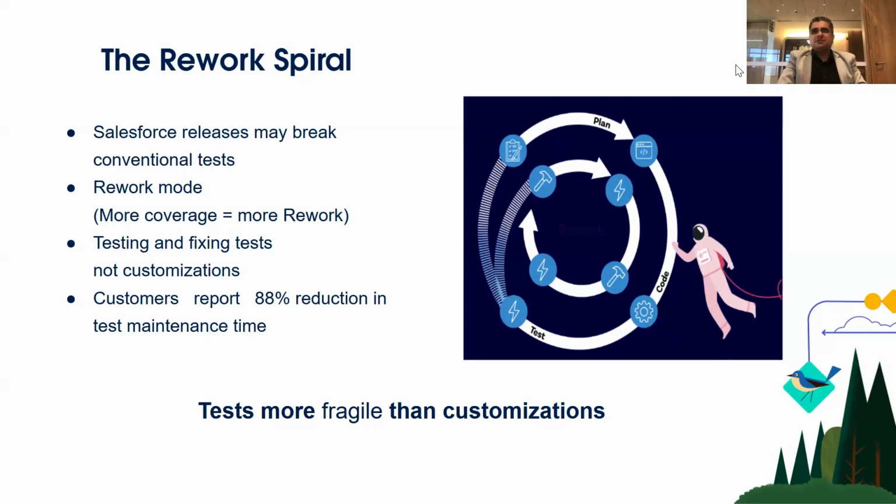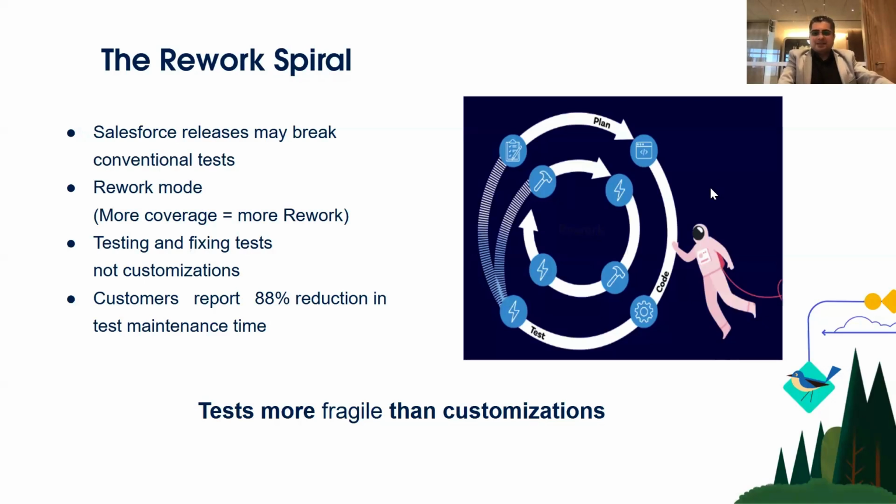Next is the shift in the focus. A major pain point is that the time and effort often shift away from improving customizations or configuration, and it shifts towards actually fixing the tests. So the development team doesn't really spend a lot of time creating configuration and customization, which adds a lot of value to the business. Instead, they're just fixing the tests so that they can get the releases out of the way. And that's one of the key main points in the rework spiral.